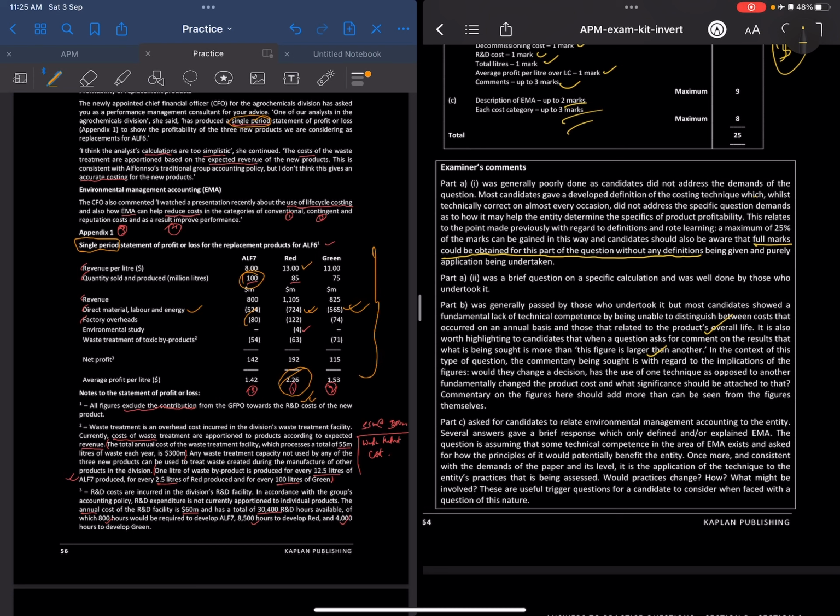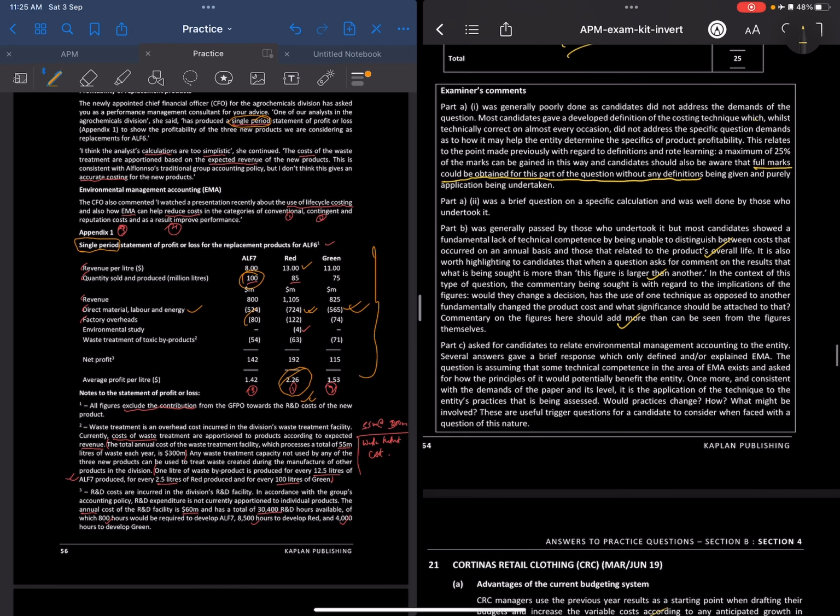So even a 6 or 7 year old kid could tell you, okay, this figure is greater than this, right? So no need to explain that, right? You need to explain the causes behind it. Why is that happening? Very good point, very good point by the examiner's comment, right?